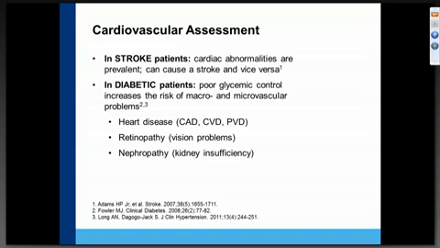In patients with diabetes, poor glycemic control, we know, increases the risk of the macro as well as the microvascular problems. Heart disease, overall heart disease, peripheral vascular or coronary artery disease, as well as retinopathy and nephropathy, neuropathy, etc. So this is why we want to pay attention to that A1C level and try and get their blood glucose under control and work with our patients.